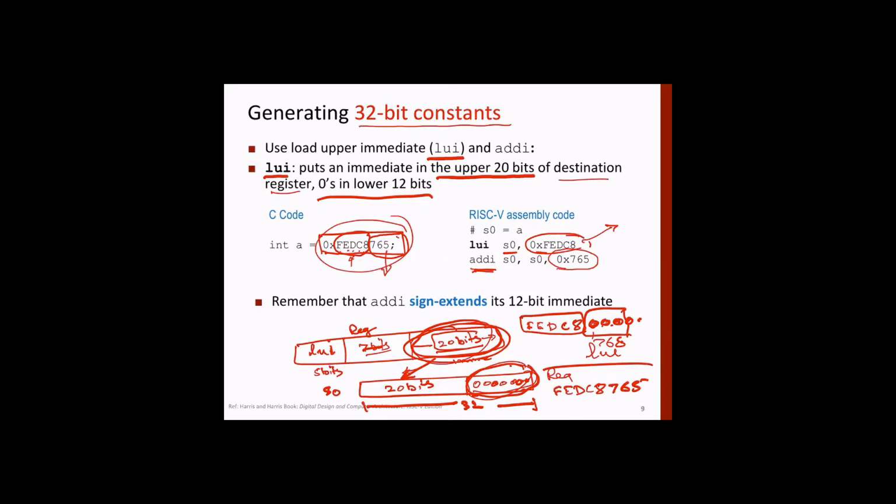So now we don't want zeros there, right? In the 12 bits, we want 765, which is a 12-bit value, because this is a hex number, 0x. So you add to this one whatever you have. You have this after the LUI instruction, and into that you add 765. Then you get what you wanted, that is FEDC8765.